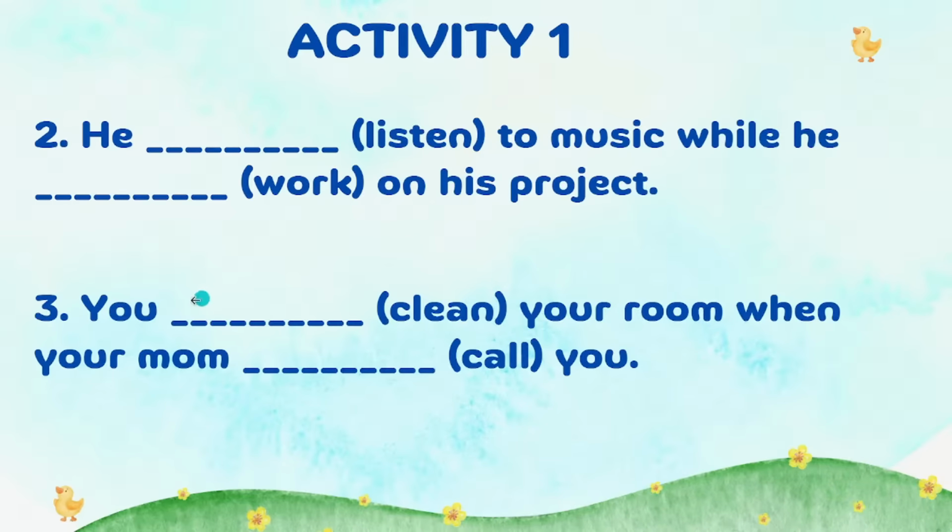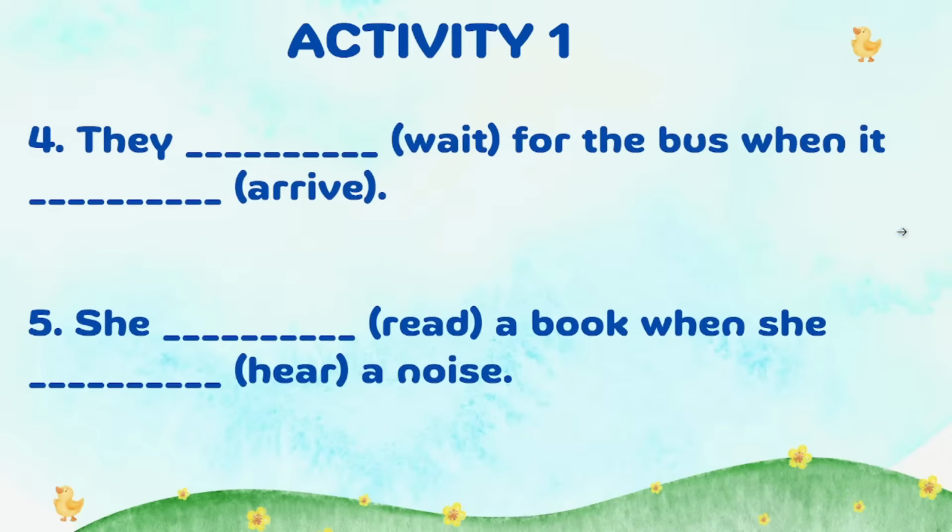Now for number 3, you. So what are you going to use here? Of course, it's not "was." It's going to be "were." You were cleaning your room when your mom was calling you. Now for number 4, they. So what are you going to use here? Is it "was" or "were"? They, of course, it's going to be "were."